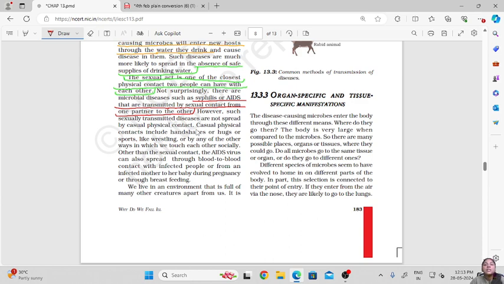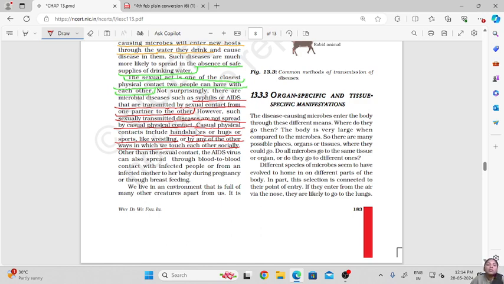However, these diseases cannot spread through casual physical contact. Casual physical contact means shaking hands or hugs or during some sports like wrestling. So these sexually transmitted diseases are not spread by casual physical contact, which includes handshakes, hugs, or sports like wrestling, or by any other ways in which we touch each other socially.